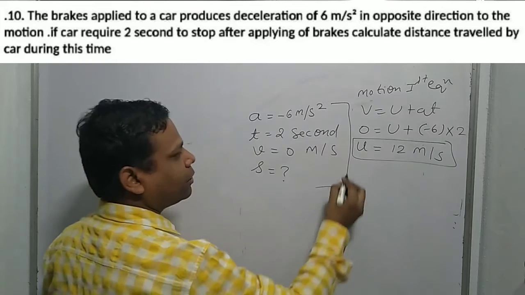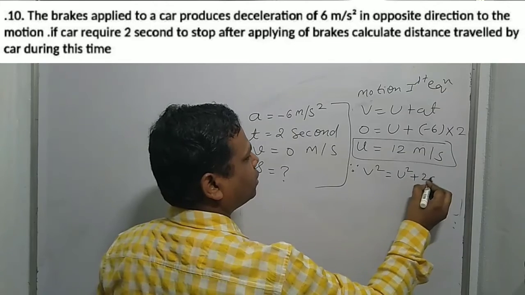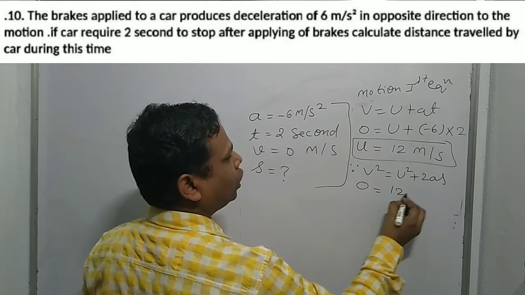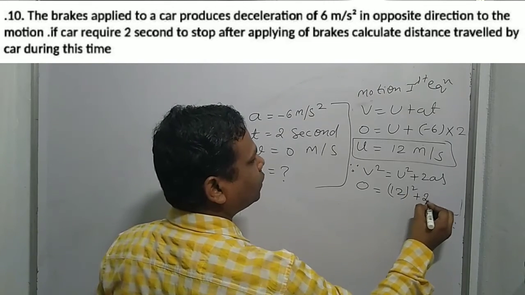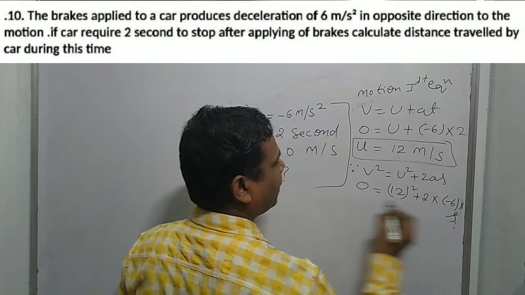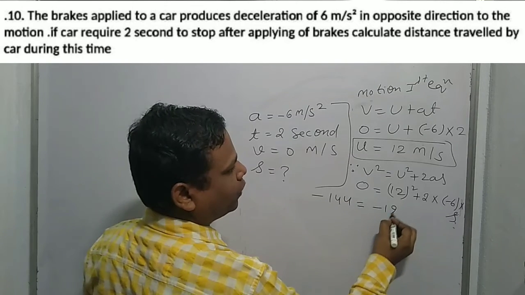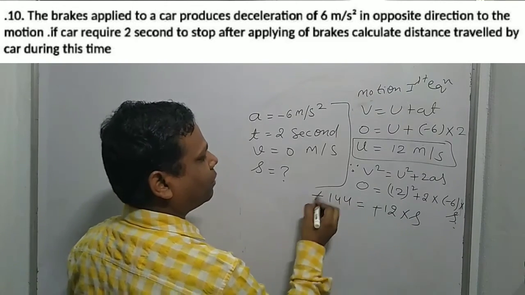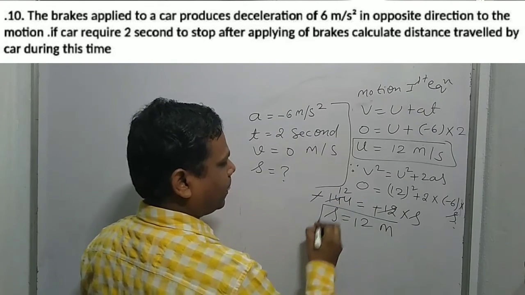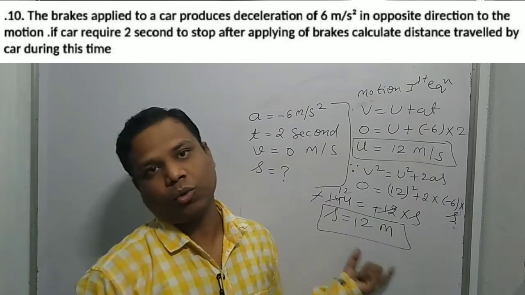And if you apply the third equation of motion, v square is equal to u square plus 2as. v is 0, u is 12 square, plus 2 into a, minus 6, into s. So minus 144 is equal to minus 12 into s. Minus 12, 12. So s will be 12 meter. So the distance traveled by the car during this time period is 12 meter.